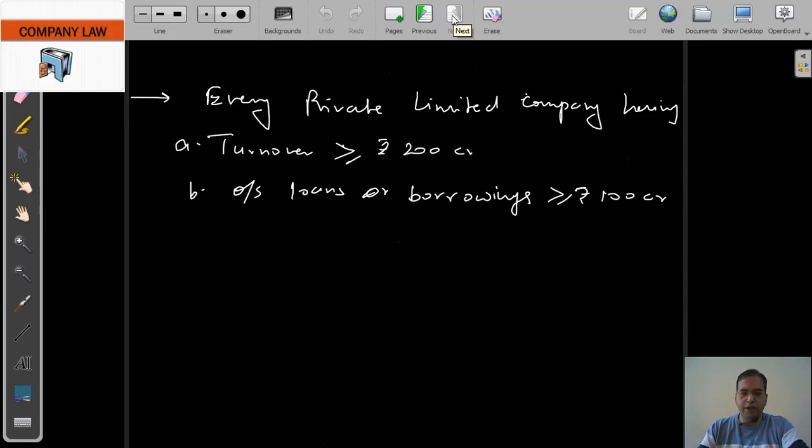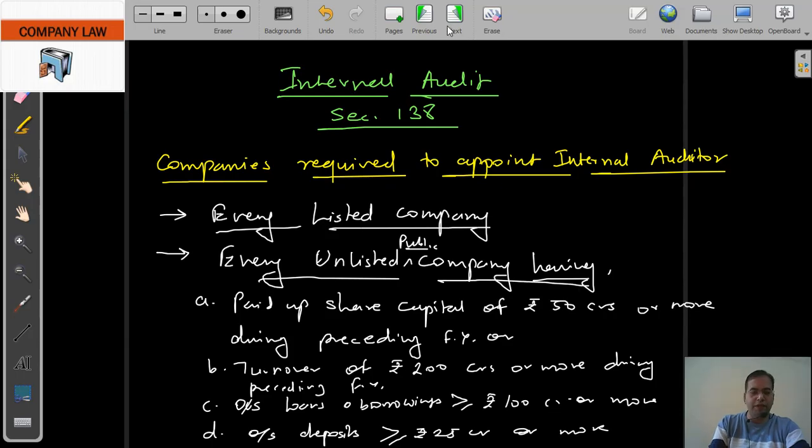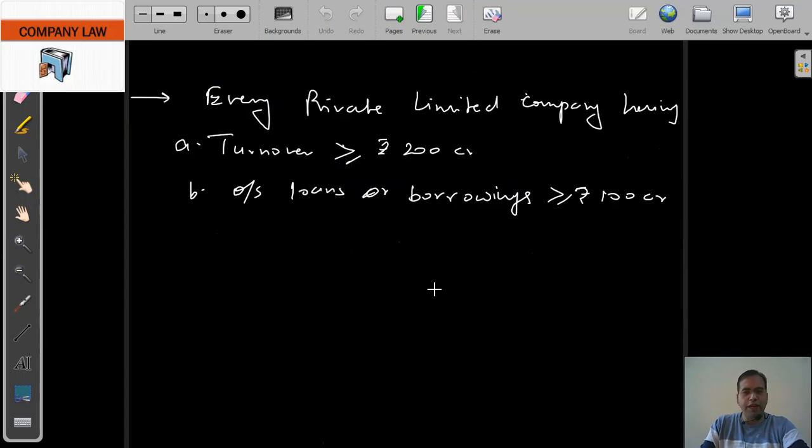These companies have to appoint an internal auditor. So every listed entity, every unlisted public limited company, and then private company. Every unlisted company having paid up share capital of 50 crores or more, 200 crores or more turnover, outstanding borrowings 100 crores or more, outstanding deposits of 25 crores or more, and then every private limited company having turnover of 200 crore or more and 100 crore or more. So these companies are required to appoint an internal auditor.